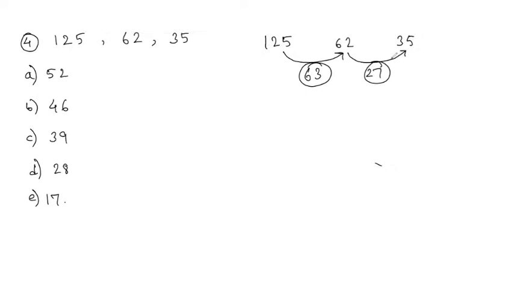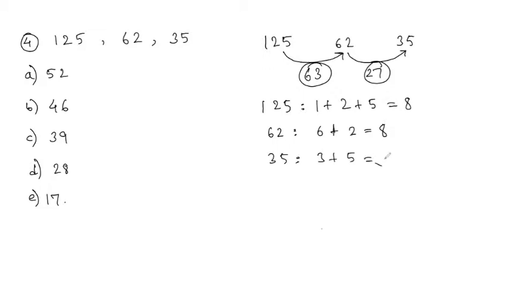So now, let us check the sum of digits. 125. What is 1 plus 2 plus 5? 8. Okay, next number is 62. What is 6 plus 2? 8. Next, 35. What is 3 plus 5? 8. So understood what is the rule here? For any number in this set, the sum of digits should be equal to what?